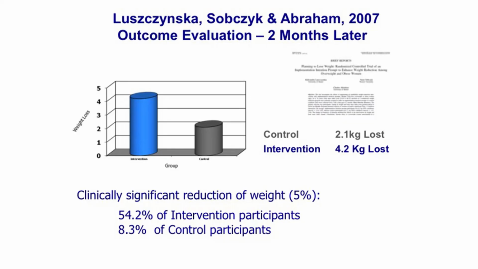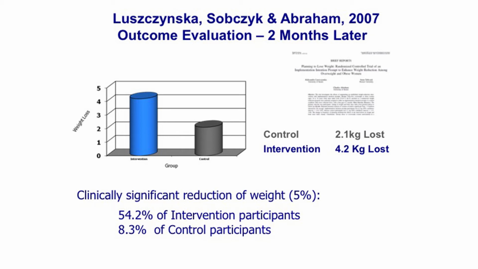As you can see, the people in the intervention who had the one session on if-then planning lost twice as much weight as those who didn't have that extra session over a 2-month period. So this looks like it has quite a lot of potential. It's a very simple intervention which seems to have a very good outcome. So that's the outcome evaluation for this quite simple trial.